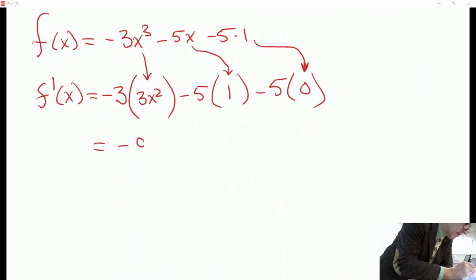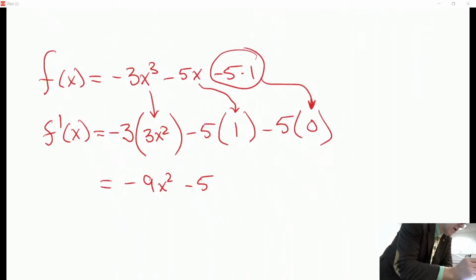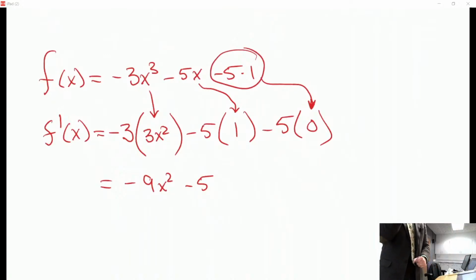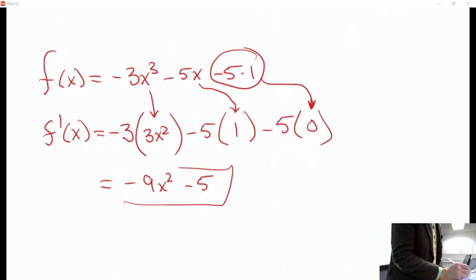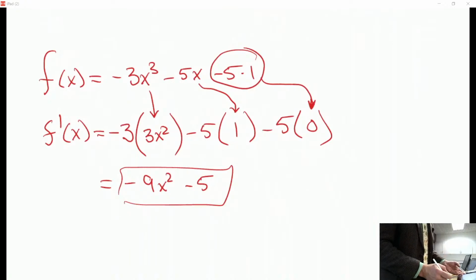Look how quick this is. 9x squared minus 5. By the way, anytime you have a constant, the derivative of a constant is 0. So it doesn't matter if it's the constant -5 or the constant 1 million, it's always going to be 0. But anyway, there's the derivative. Look how quick that was. So much easier than doing a limit. Isn't that amazing?